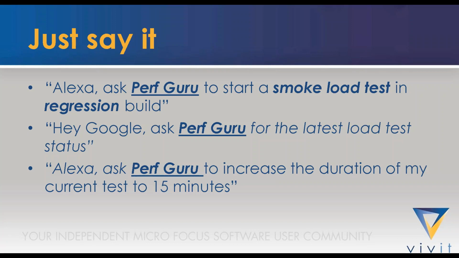So here, if you ask Alexa to ask Perf Guru to start a smoke load test, what it will do is, it will go to the backend of your test infrastructure, and then it will kick-start your load test, based on the scenario or the test you have created. And similarly, if you want to customize your runs, for example, I want to extend my duration, or I have to terminate my test, everything you can do from your voice.